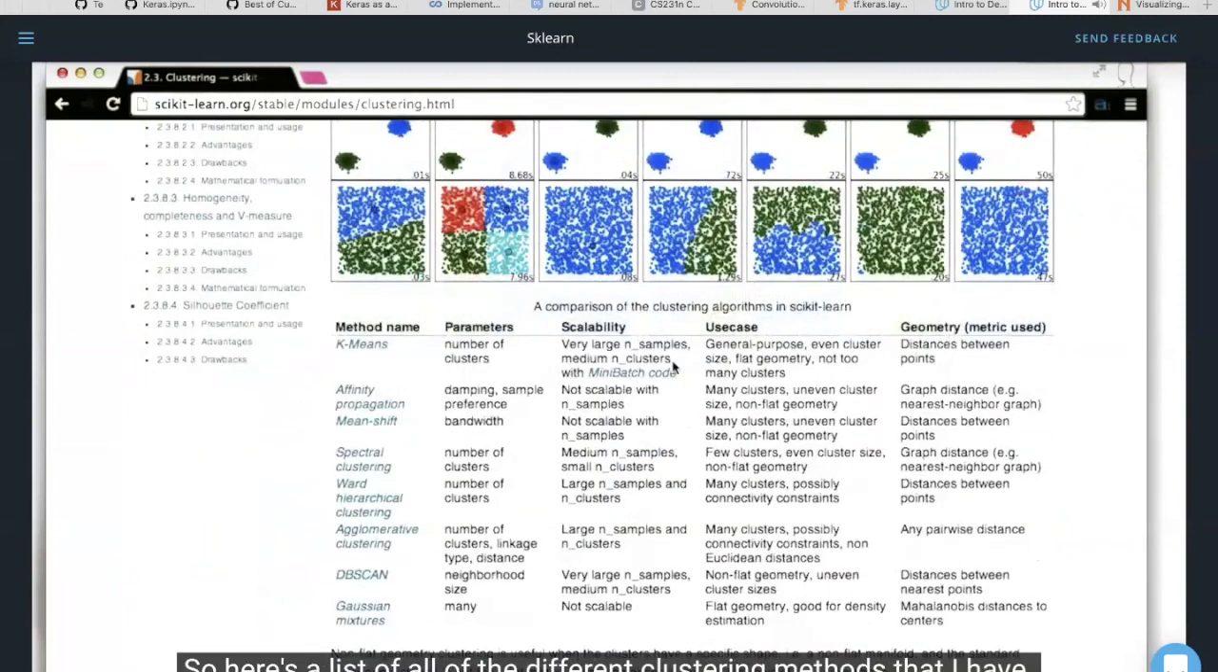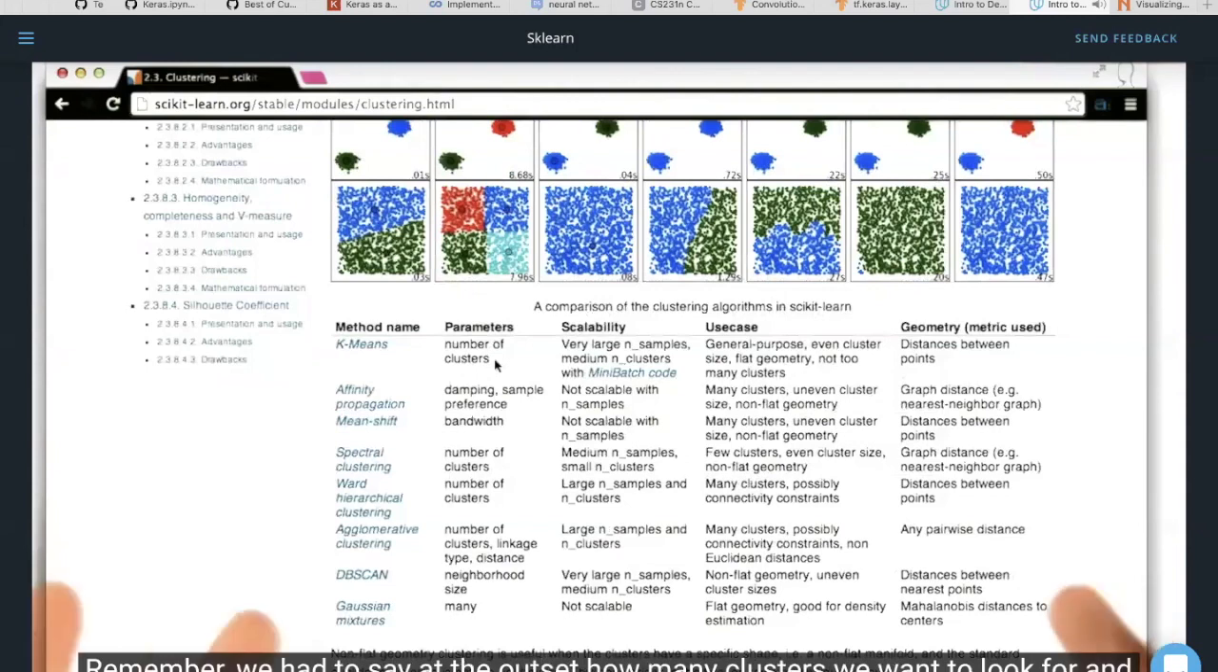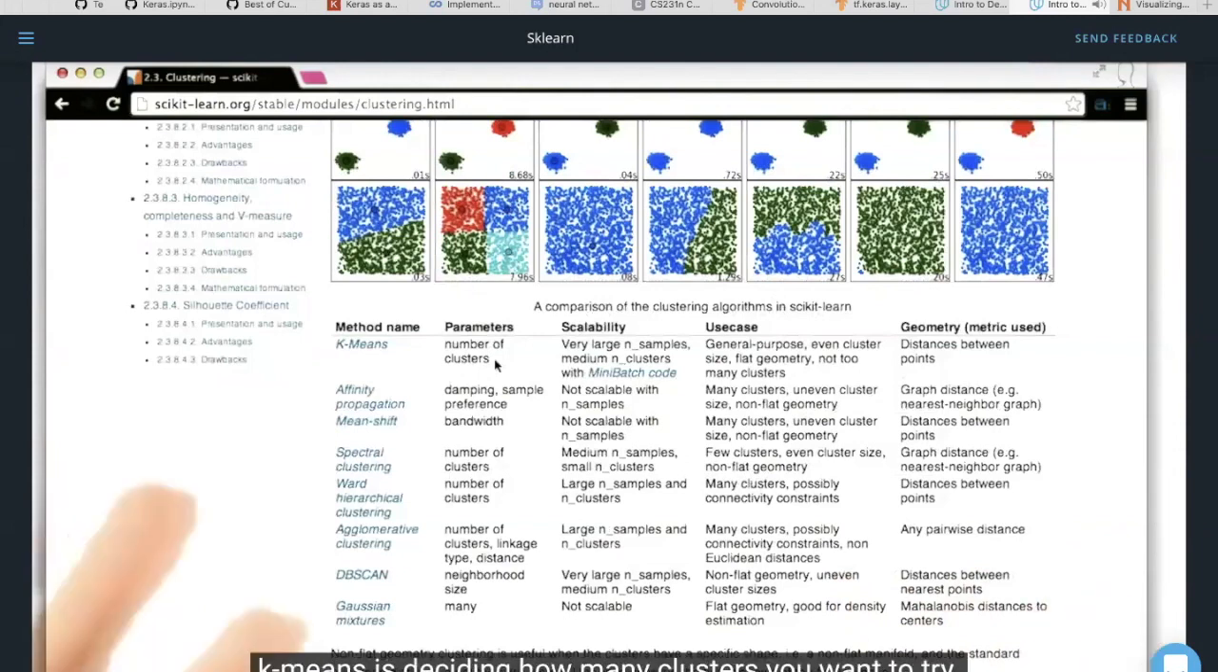So here's a list of all the different clustering methods that I have. And here, the first item on the list we see is k-means and some summary information about the algorithm. So one of the parameters that you have to define for k-means is the number of clusters. Remember, we had to say at the outset how many clusters we want to look for. And this is one of the things that can be most challenging actually about using k-means, is deciding how many clusters you want to try.